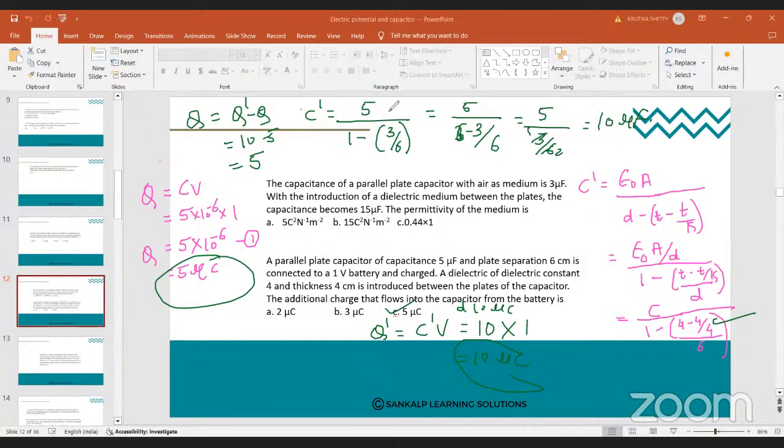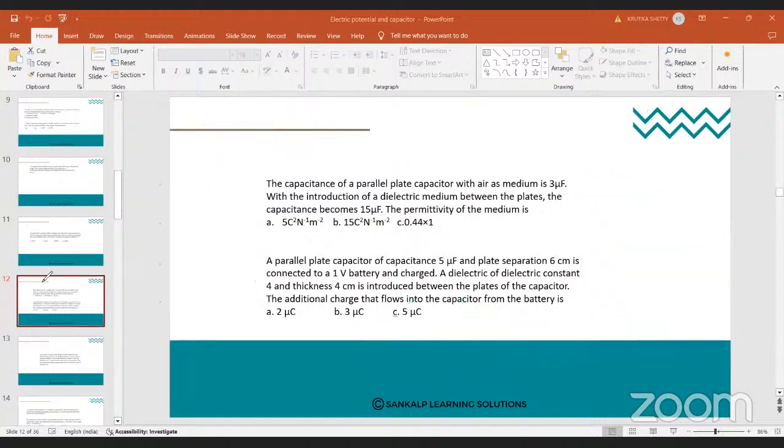Once again, I'll repeat. Anyone who has not understood, please look again. If you have not understood, please ask. Okay, so here students, we need to calculate what is the charge when you are introducing the dielectric slab.